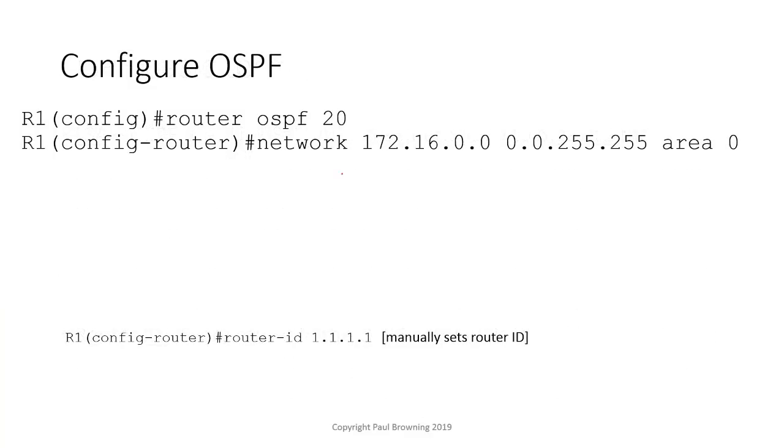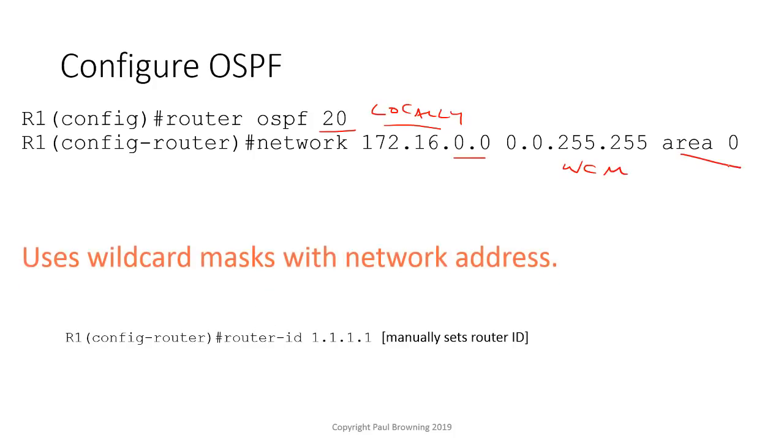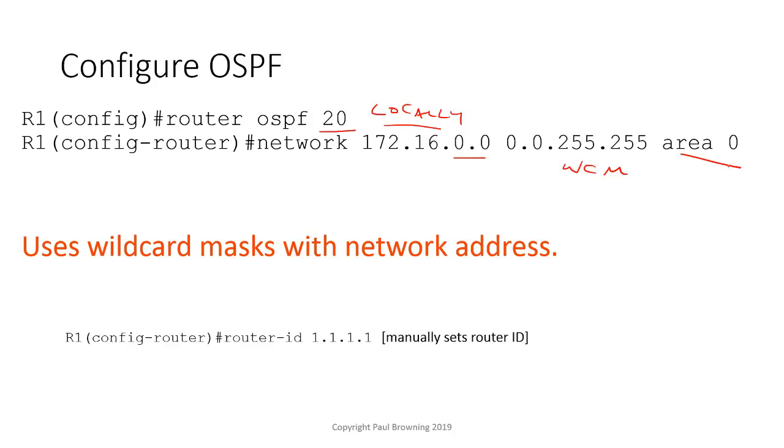This is a simple configuration, router OSPF. This is locally significant. So in case they try and catch you out and say that it all needs to be the same over your network, this is just for the database number. Then we'll have our network, and then we have our wildcard mask, and then we need to specify which area that this network is in. We can also configure it under an interface, which you have to for IPv6 OSPF.